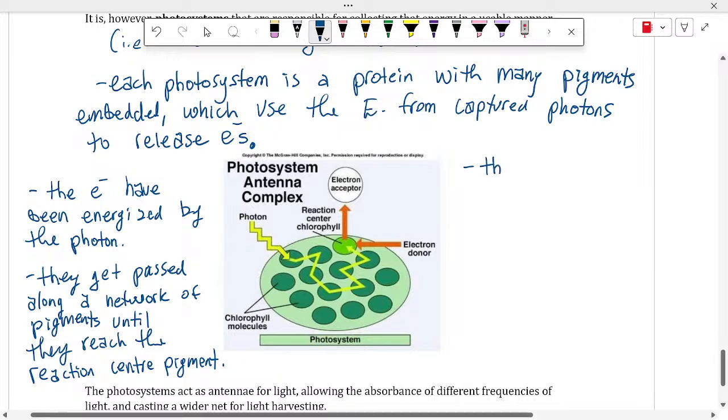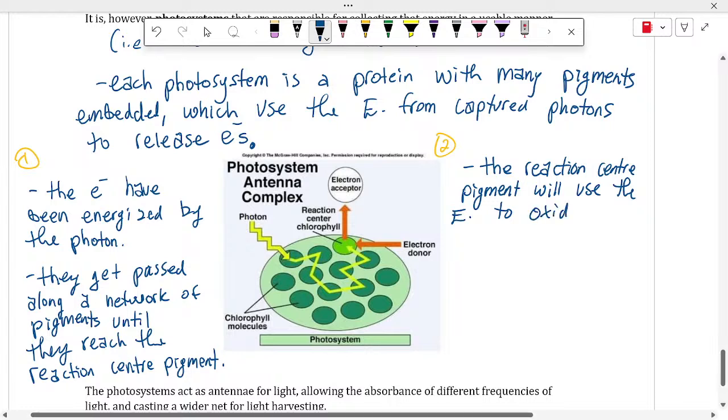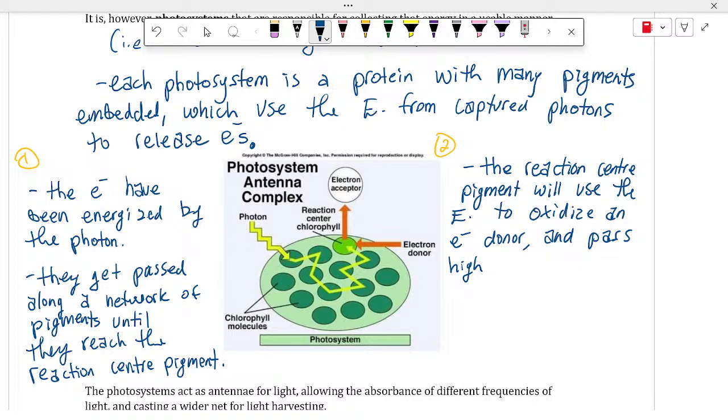All right, and the reaction center, how do I show that? I'm going to say read this side first, read this side second. The reaction center pigment will use the energy to oxidize an electron donor, and pass high energy electrons onto an electron acceptor. In other words, onto the next step of the process.